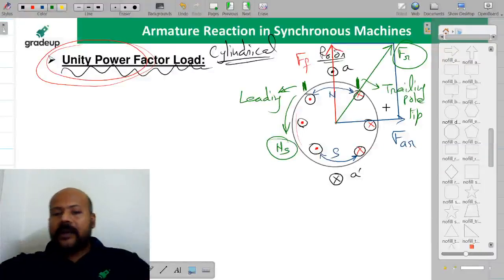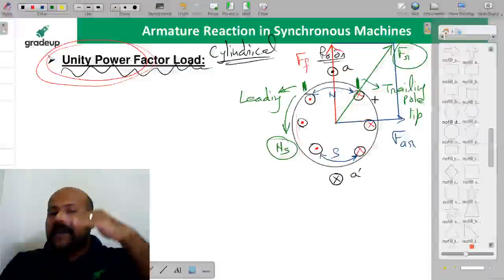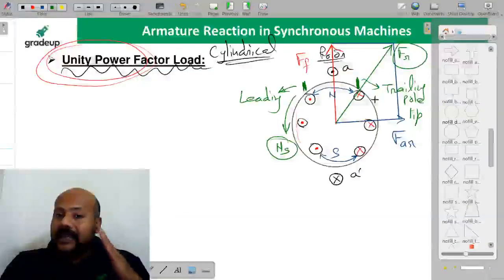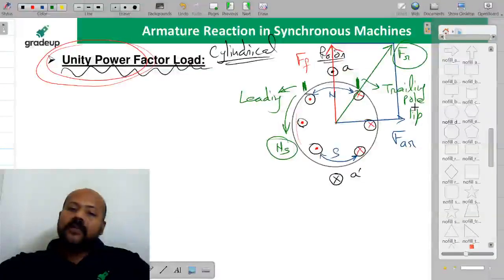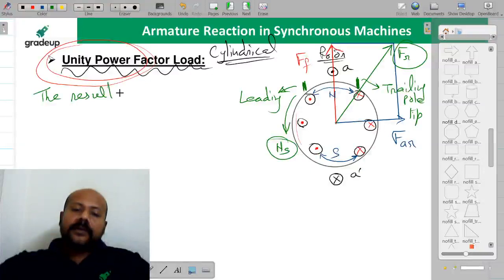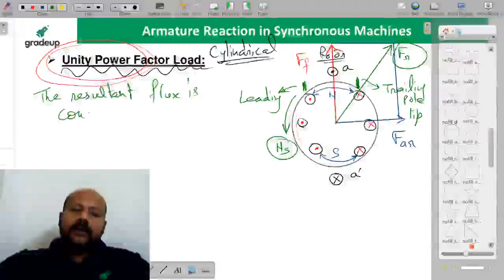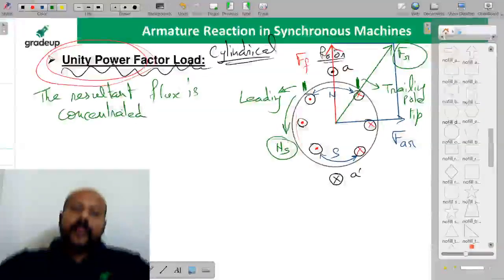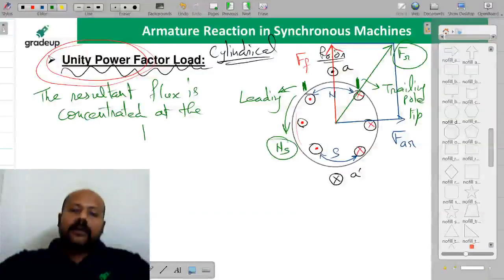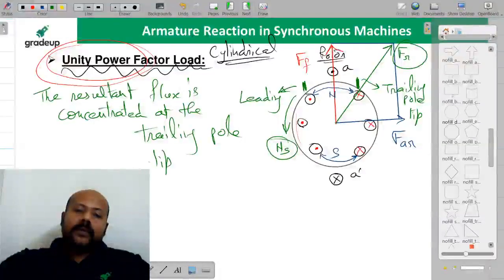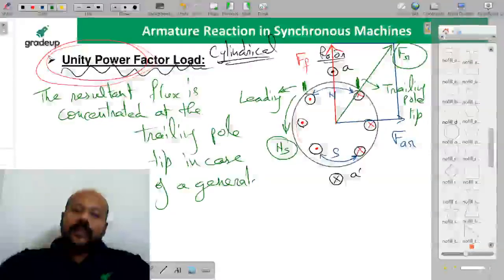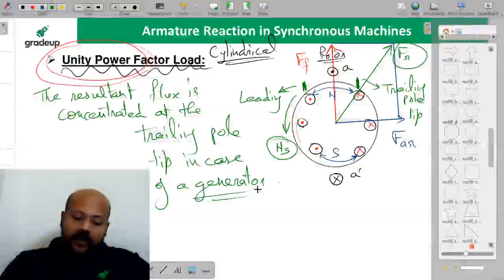Now you listen to me properly. Because of the effect of armature flux on the main field flux, the resultant flux is concentrated on the trailing pole. So you can write: the resultant flux is concentrated at the trailing pole tip in case of a generator. I hope it is clear to all of you. It is a very important point.